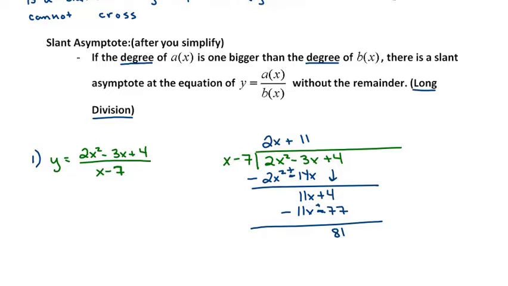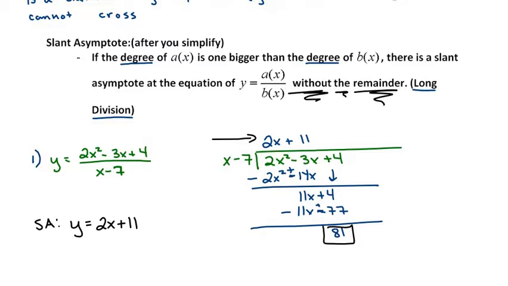So now here's the nice thing. Your slant asymptote really doesn't worry about the remainder all that much. Your slant asymptote is only the equation without the remainder. So you don't actually have to write the remainder down. So it is y is equal to 2x plus 11.